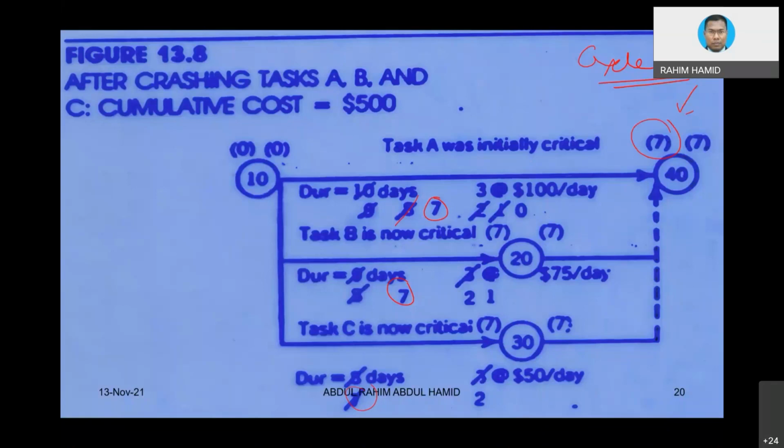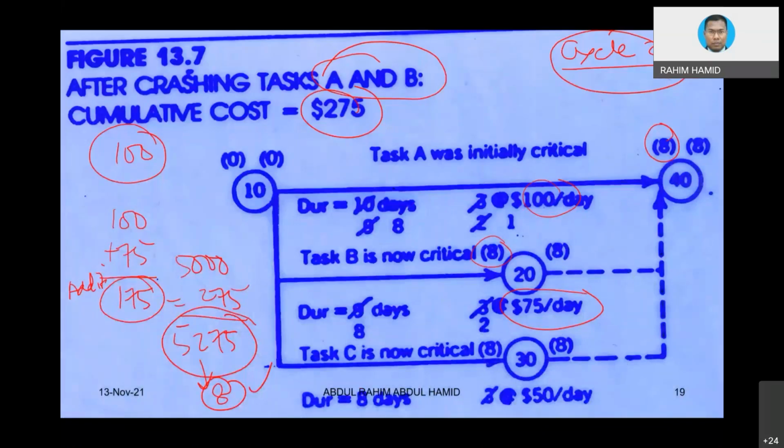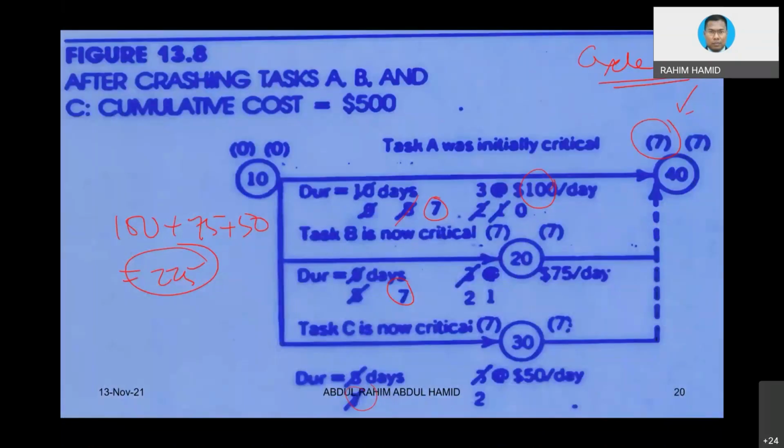100 plus 75 plus 50, that would be 225. Then you add back the previous one, 5275. Then basically you are going to end up with 5,500 as the new cost, and the project can be completed in 7 days. So now you can see the relationship between when you compress a project, and the new cost and new duration.